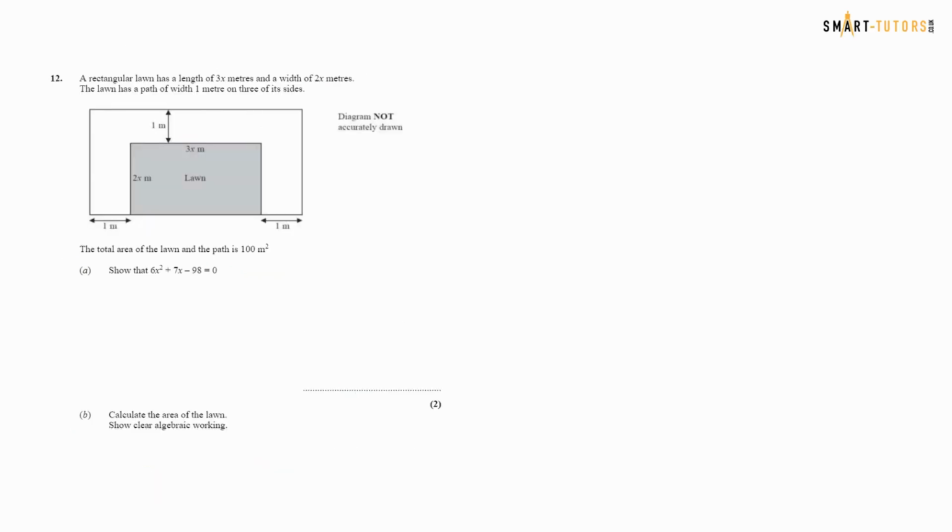Question number 12. A rectangular lawn has a length of 3x meters and a width of 2x meters. The lawn has a path of width 1 meter on 3 of its sides.